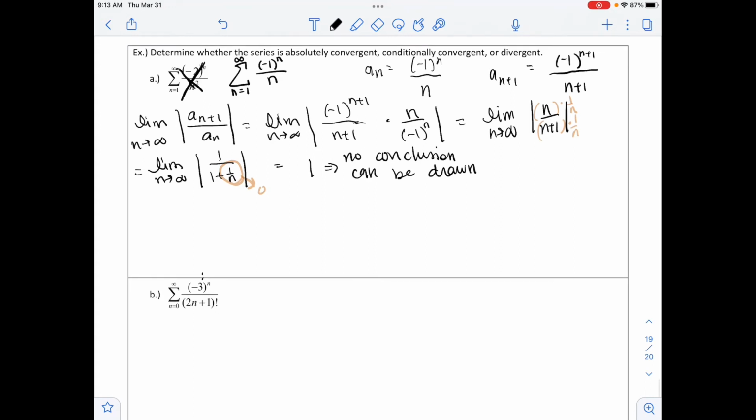I do notice that because it's -1 to a power, we are dealing with an alternating series. So because it's alternating, I'm going to try to look at the alternating series test. So the first thing was the sum from n equals 1 to infinity of the absolute value of a sub n, which is the sum from n equals 1 to infinity of 1 over n. This diverges because it's a harmonic series. And by definition, it diverges.